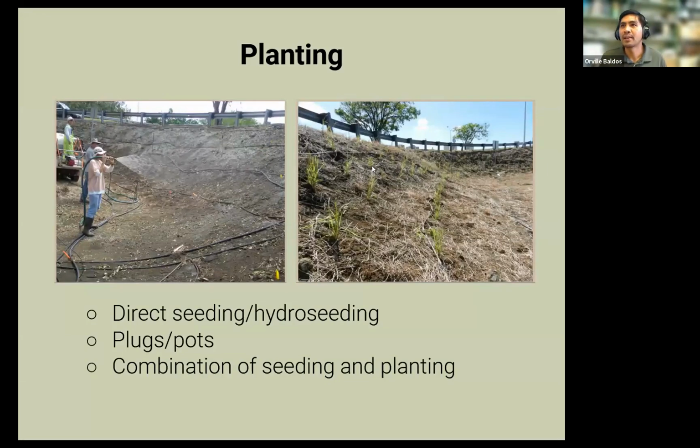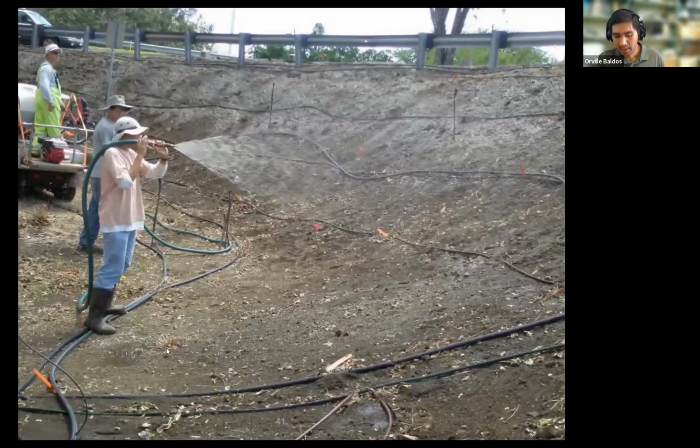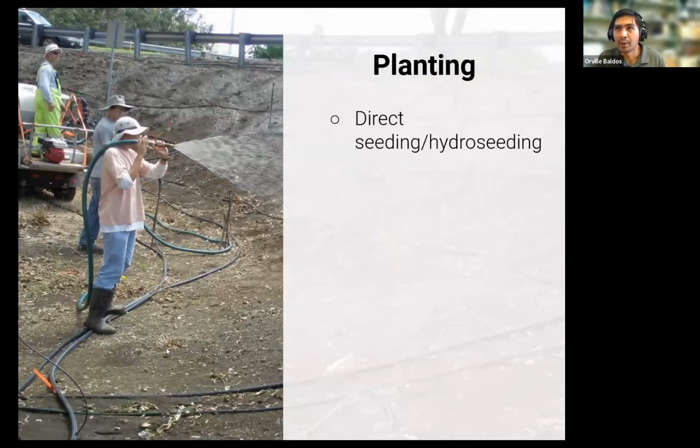So let's look at different ways of planting or establishing natives. You can go with direct seeding if your seeds are abundant, or hydroseeding. You can also use transplants by plugs or pots, or you can do a combination of both depending on availability of planting material. Okay, let's look at direct seeding or hydroseeding. Direct seeding just makes use of seeds, and then you spread them out over your planting surface.